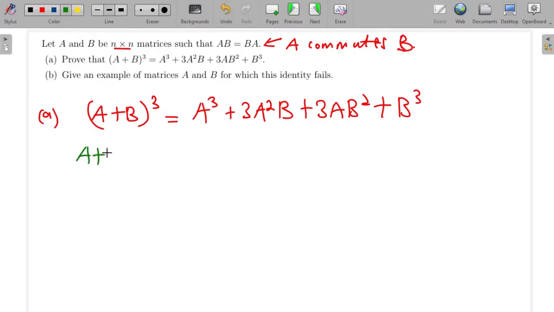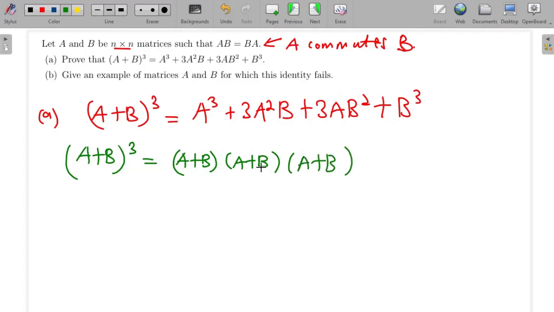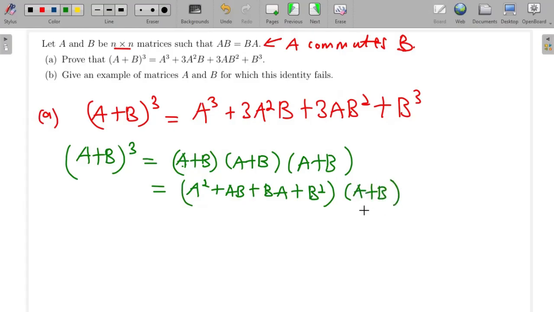I'll say (A plus B) to the power 3 is the same as (A plus B), (A plus B), and then (A plus B) as well. So they are multiplying themselves 3 times. Let's start with the first one. A multiplied by A, I get A squared. A with the B, I get AB. B with the A, I get plus BA. And then B with the B, I get plus B squared. That's what I have in brackets. And then there I still have my A plus B.